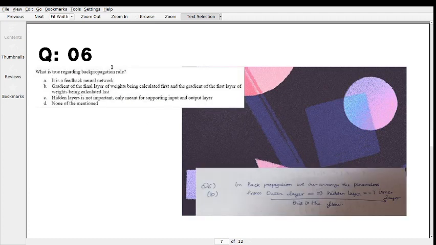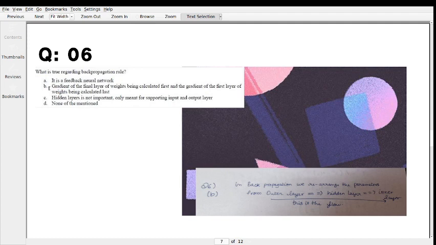In question 6, what is true regarding the backpropagation rule? It is asking, is it a feed forward neural network? No, because it is backpropagation. We actually do the feed forward pass first, and then we move back, which is called backpropagation, in order to change or update the parameters.